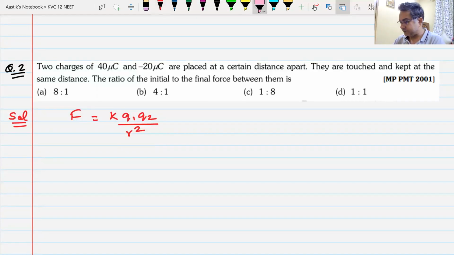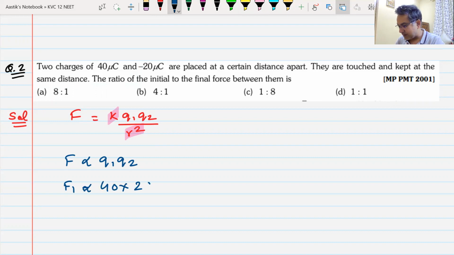Here, they are kept in the same medium, so K is the same. They are kept at the same distance, so R is the same, right? So I can easily say that this force will be proportional to the magnitude of their charges. Yes or no? Yes, sir. So in the first case, F1 is proportional to 40 multiplied by 20. Remember, I'm talking about the magnitude, sign doesn't matter. So F1 will be proportional to 40 multiplied by 20.